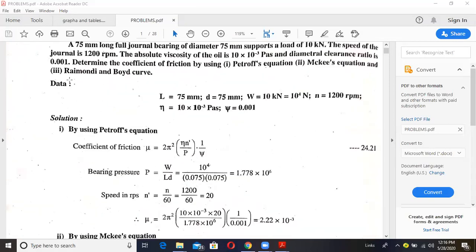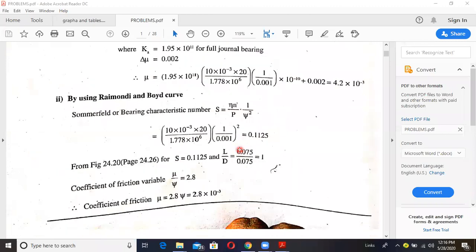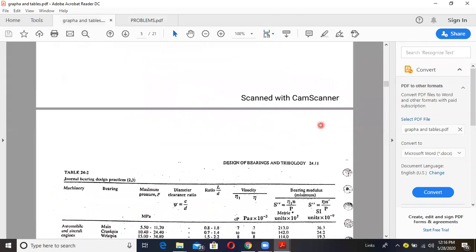Third unknown, again we have to calculate mu, based upon the Raimondi and Boyd curve. Here we are not using a formula, we are using figures to calculate mu. If you see figure number 24.20, I will show the figure here.